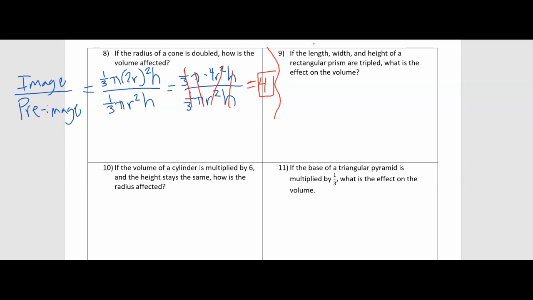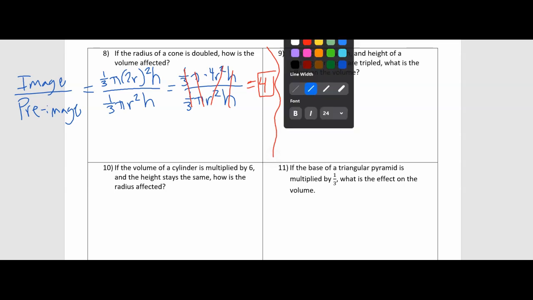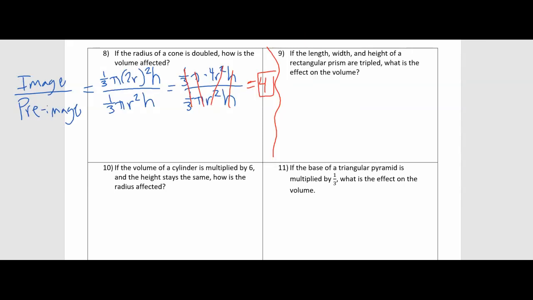All right, so for 9, we are dealing with a rectangular prism. It says the length, width, and height of a rectangular prism are tripled. What is the effect on the volume? Well, we're going to look at the volume of the image over the volume of the pre-image. Again, looking for that ratio.